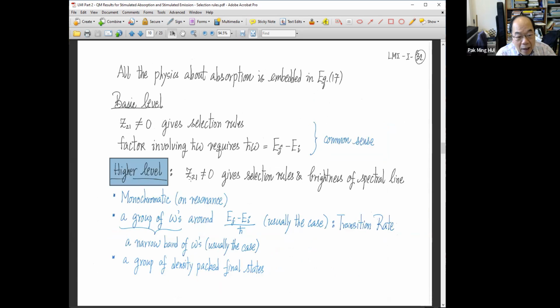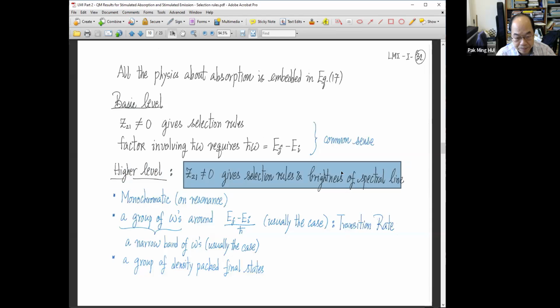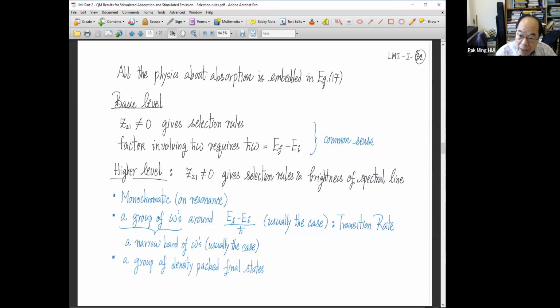will be, it is not 0, all right? Can we calculate how big it is? So it gives selection rules as well as the brightness or dimness of the spectral lines. Developing it further, even if you buy a laser, there is a narrow bandwidth, so it may not be right on resonance. What if you have a group, although narrow, of incident light hitting the atom? That is usually the case.